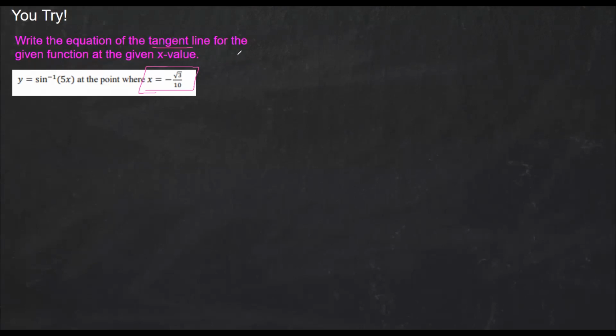So the first thing I'm going to do is just write out my ordered pair. I have negative root 3 over 10. And I'm going to go ahead and sub in for my original function this value to figure out what my output is. And this is straight from that other problem. We have inverse sine of negative root 3 over 2, which is going to be negative pi over 3. So I know that this is my ordered pair.